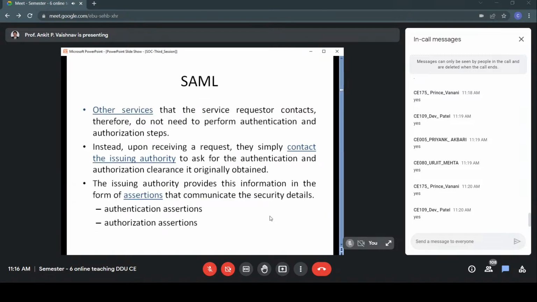So now I think even if you are asked this in theory, in external exams or in MCQ anywhere, what is single sign-on and how does it work in SAML? Can you answer that in your own words?